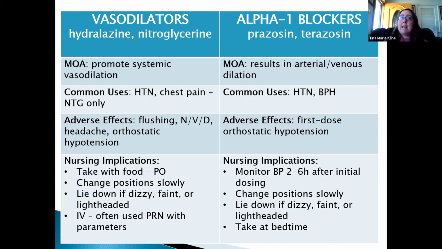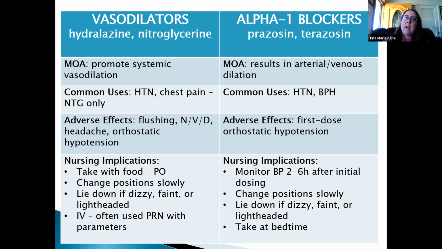From a vessel perspective, it causes arterial and venous dilation. Again, if I'm relaxing the blood vessels, that's going to decrease the blood pressure. This one, just like your ACE inhibitors, has a very significant first dose orthostatic hypotension. So that's pretty important. Your patient needs to know that. This medication, you can see that effect up to 6 hours after that first dosing.